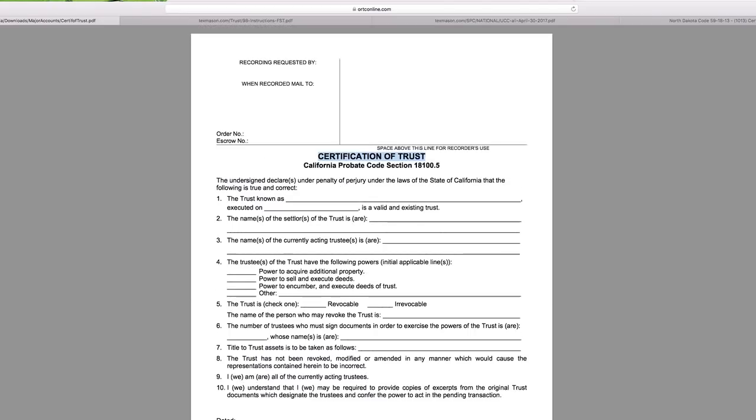You might start with this as a template, right? The undersigned declare under penalty of perjury of the laws of the state of California. I would say under the laws of the California Republic or something. You know what I'm saying? You have to be careful with the jurisdiction that you're according yourself to. So a lot of times counties are territories and states are republics. The trust known as, you'll give it a name, executed on whatever.